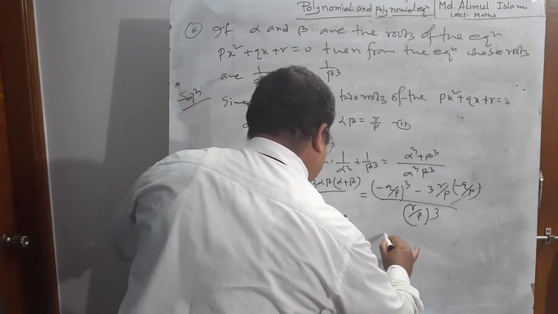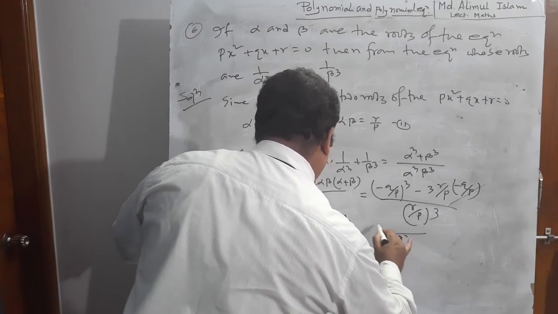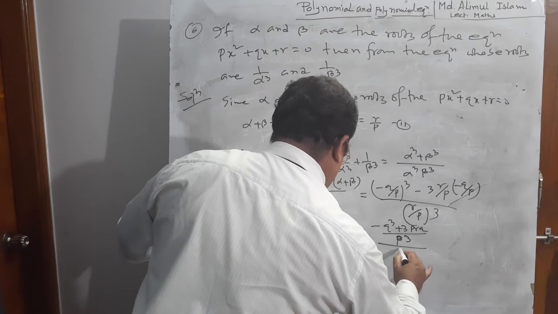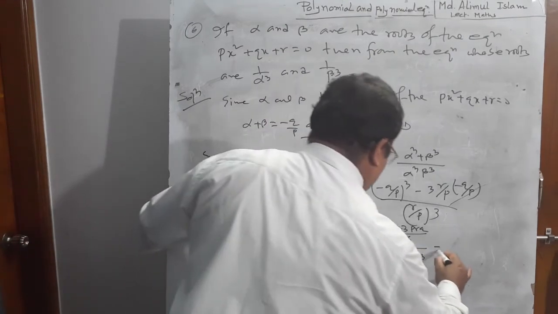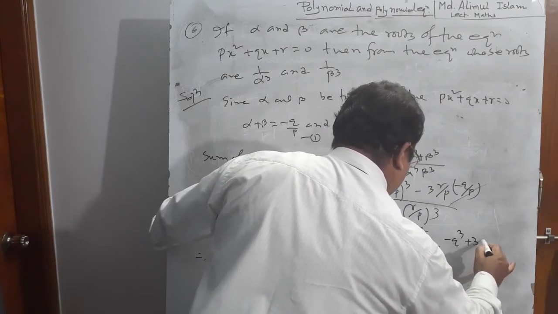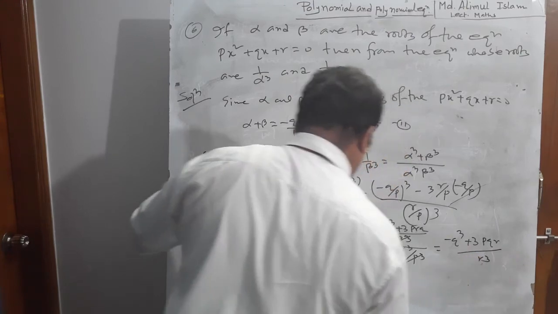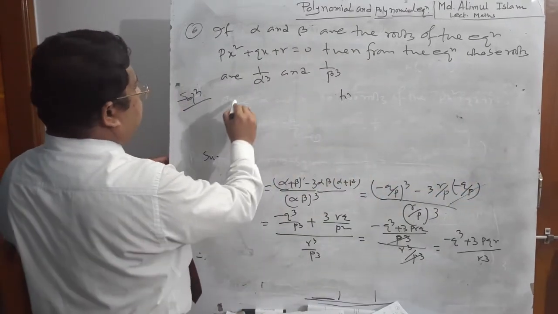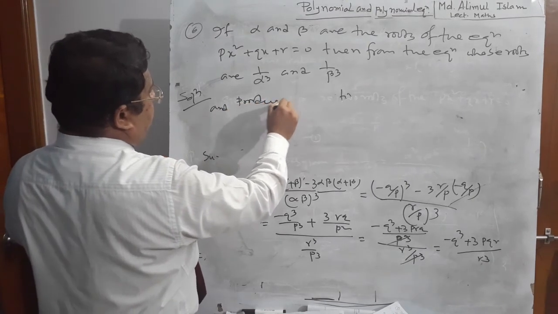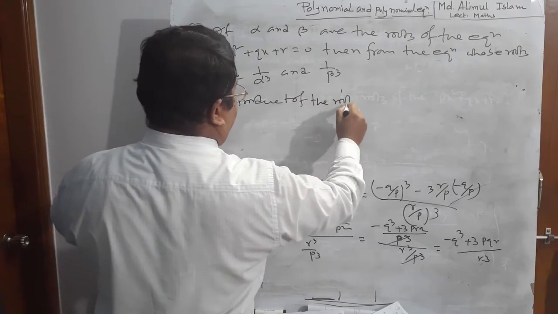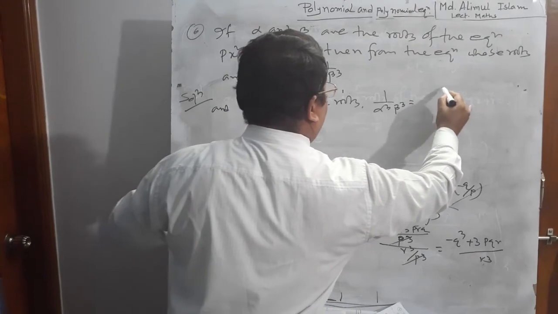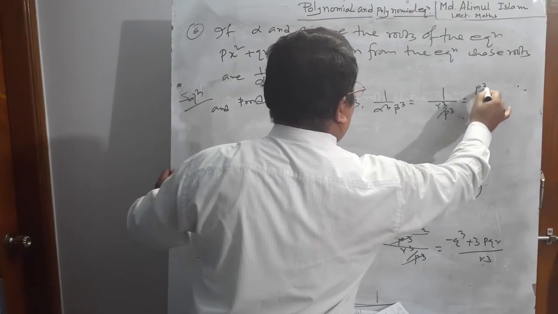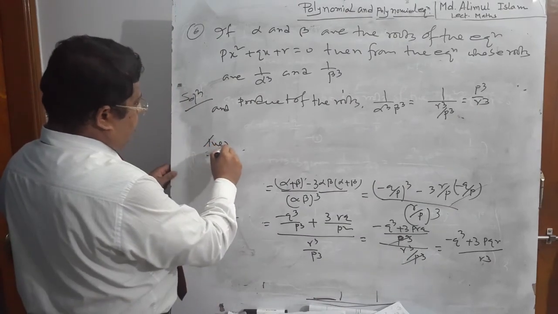Then you write with an equal sign, p³ cancels, leaving (−q³ + 3pqr) divided by r³. Next, the product of the roots: 1 by α³β³, you know r³ by p³, so you write p³ by r³.